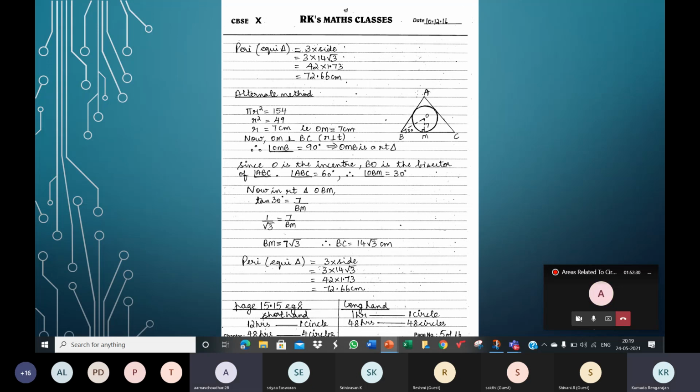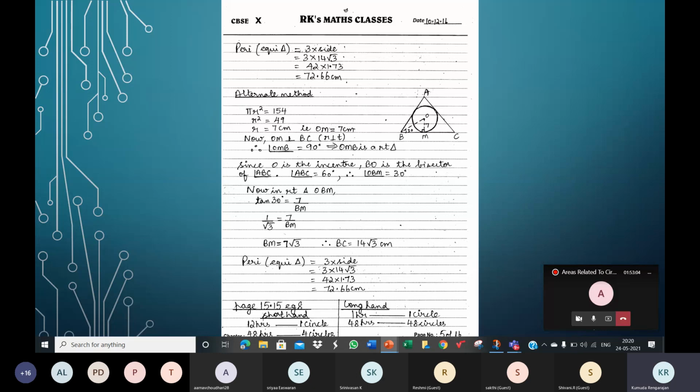Ma'am, is it a formula that root 3 by 2 into the side of the equilateral triangle is the altitude of a triangle? Correct. Yes. Root 3 by 2 into side is the formula to find the altitude, the length of the altitude of an equilateral triangle given the side.